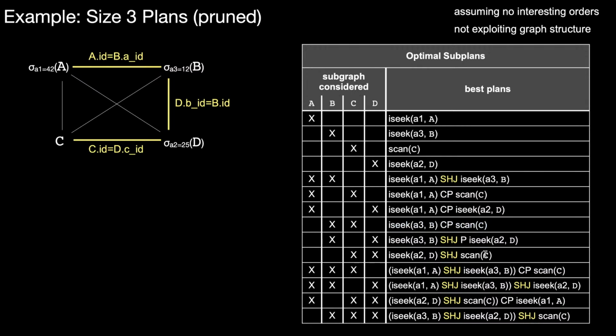You again prune the ones, and based on that you can come up with a plan that is optimal for 4 relations. So again, you could now enumerate plans of size 4 and then, with different options, pick the one that has the lowest cost under your cost models.